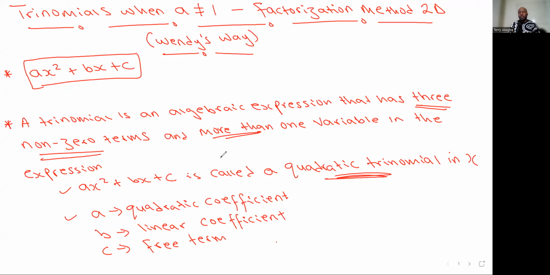So today we're going to talk about trinomials when a is not equal to 1. This is an example of one of the factorization methods. We've talked about the common factors and the difference of two squares. We've talked about trinomials when a is equal to 1. But now we're going to talk about trinomials when a is not equal to 1.